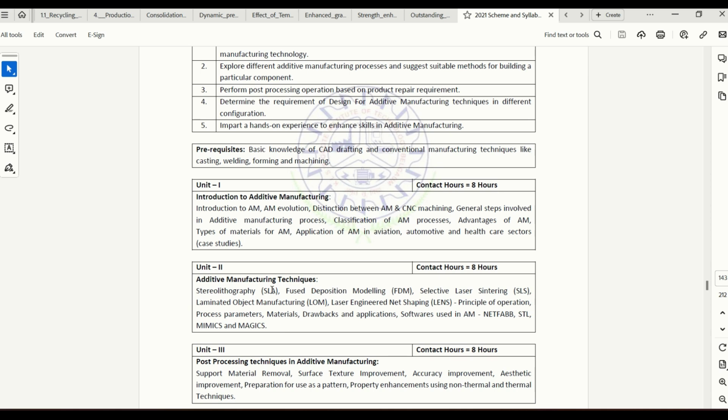That is stereolithography apparatus, fused deposition modeling, selective laser sintering or SLS, laminated object manufacturing, and laser engineered net shape manufacturing. These are the five techniques which we'll be discussing as a part of unit number two. Here we'll be discussing the principle of operation, process parameters, materials, drawbacks, and applications.